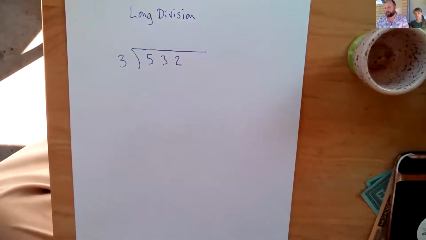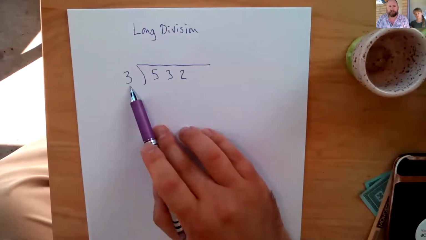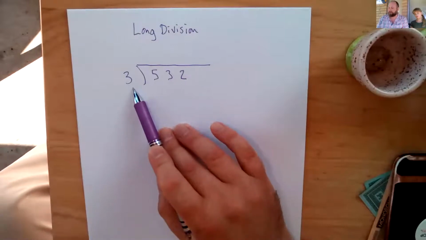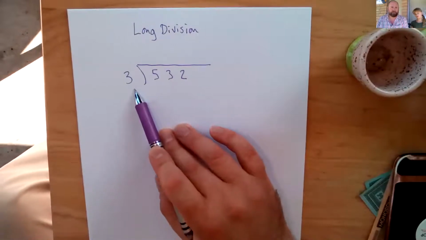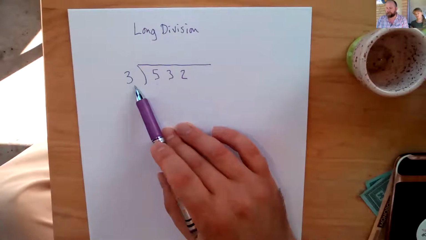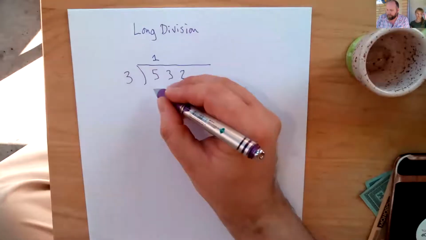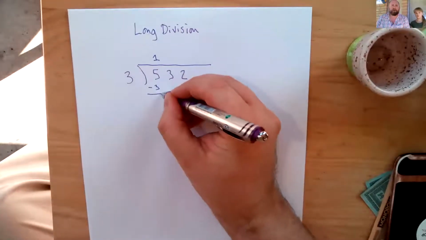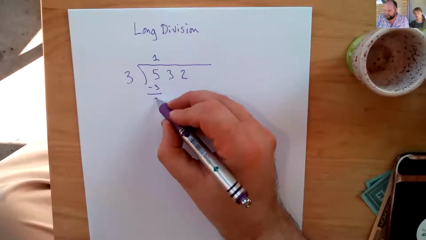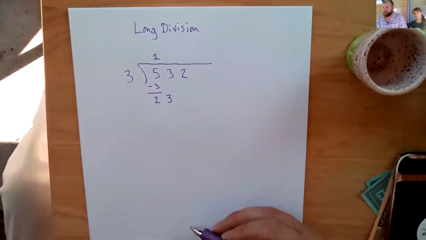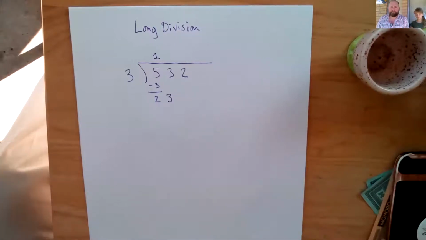Okay, so I'm going to divide 532 by 3. So we're going to proceed digit by digit. Okay, so 3 goes into 5 just once, with a remainder of 2. Bring down the 3. 3 goes into 23. Well, let's see. 3 times 7 is 21. That would leave a remainder of 2.